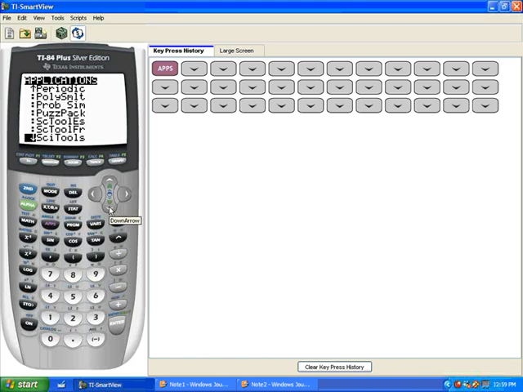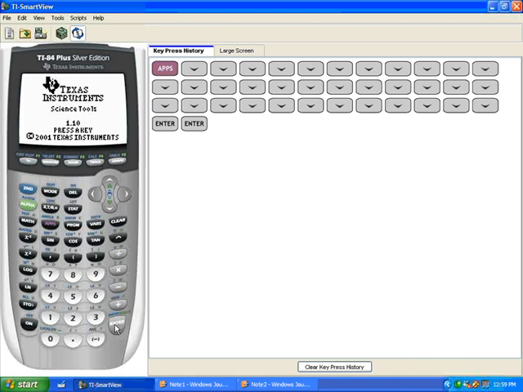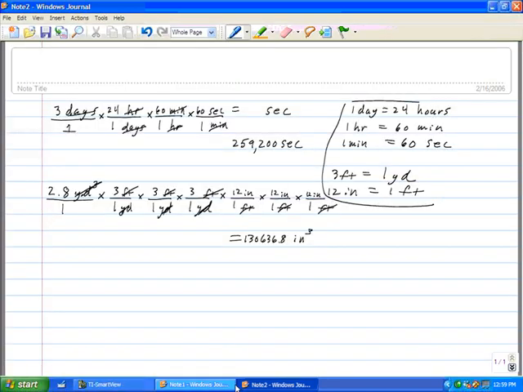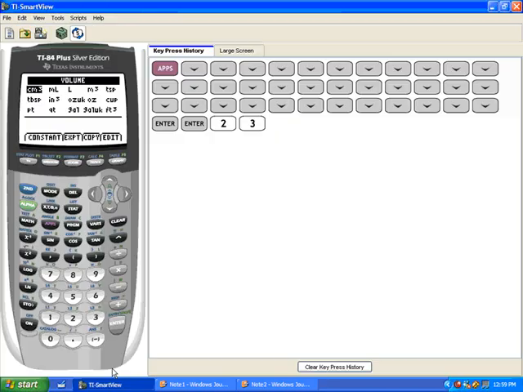Under Applications, you have something called Science Tools. We hit enter on that. We hit enter again to continue. And number 2 is a unit converter. Then we look at what type of unit we want to convert. We were just working with volume, so we'll take a look at that, number 3. And our problem was to take 2.8 cubic yards. So we'll type in a 2.8 and then look for cubic yards.